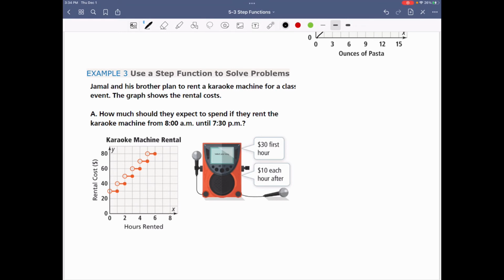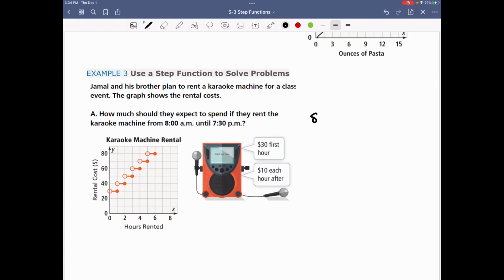For this problem, we will be interpreting a ceiling step function graph. And it says, Jamal and his brother plan to rent a karaoke machine for a class event. The graph shows the rental cost. How much should they expect to spend if they rent the karaoke machine from 8 a.m. until 7:30 p.m.? And it looks like we can either use the graph or we can use the diagram that they gave us. But before we figure anything out, it's talking about hours, and we need to know how many hours it is from 8 a.m. to 7:30 p.m.